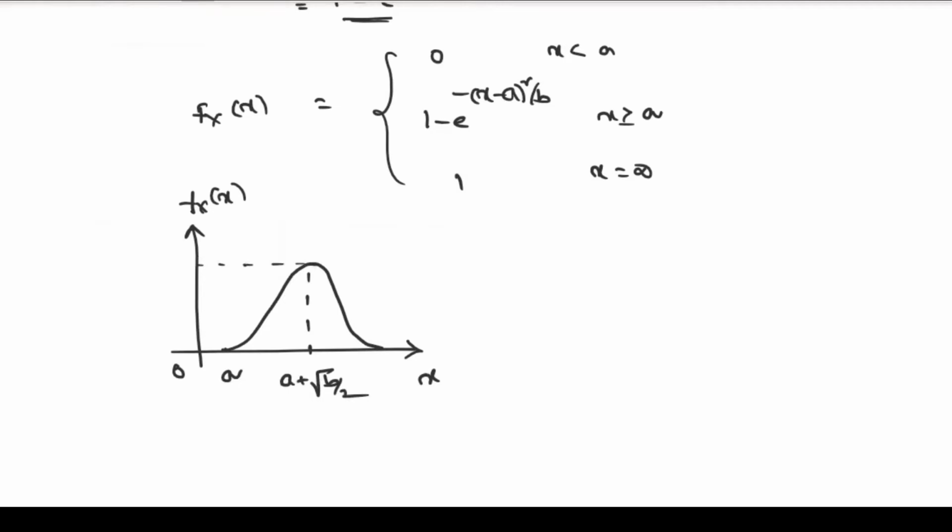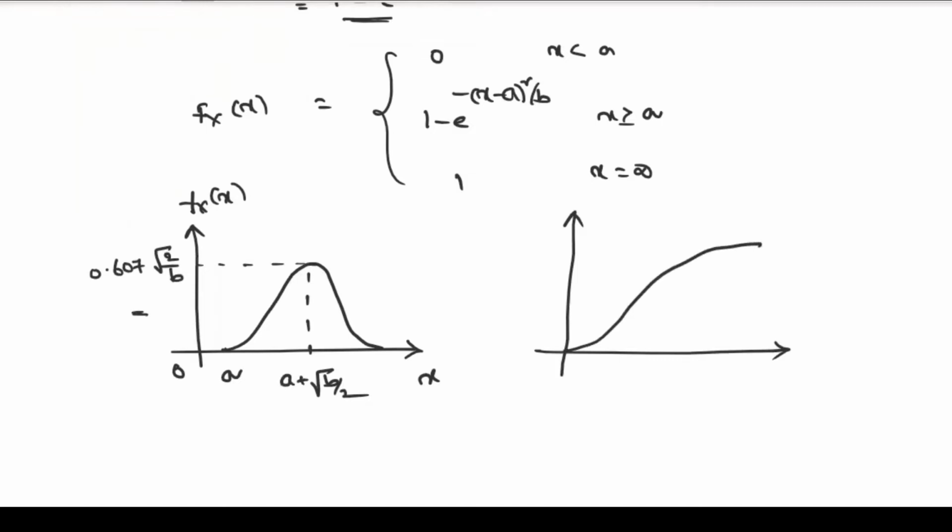and the maximum value of this density function is 0.607 root 2 by b. We will calculate this value also, no problem. And if you take the distribution function graph, it is like this. The maximum value is 1 as x approaches infinity. So you can take this as 1. Initially you can start from here, the value a.